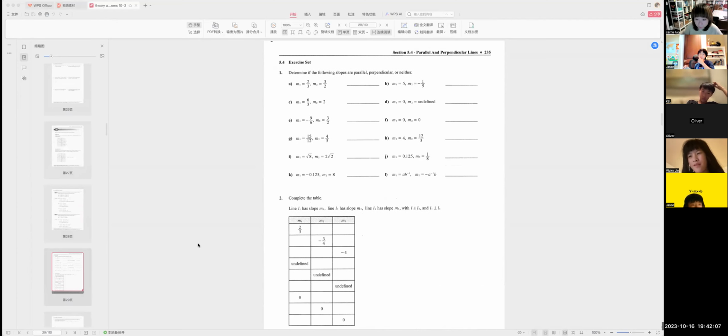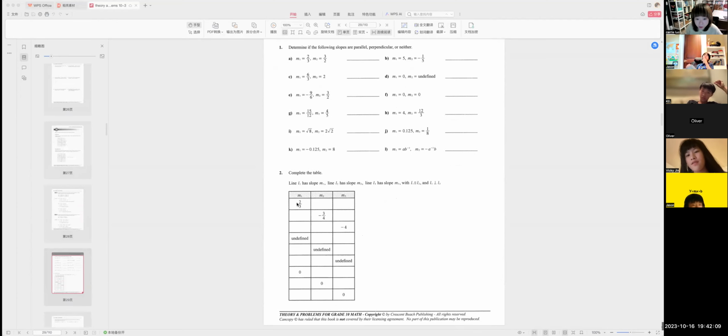So if L1 has a slope of M1, L2 has a slope of M2, and L3 has a slope of M3, right?